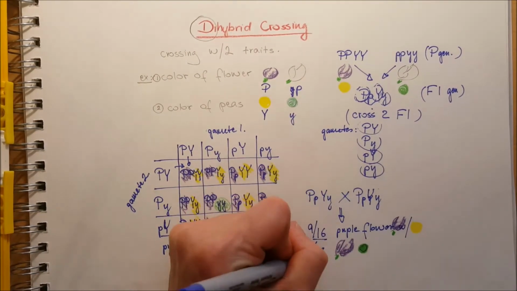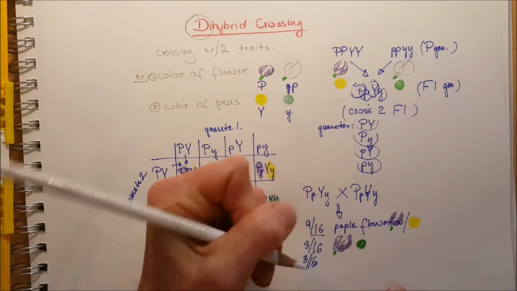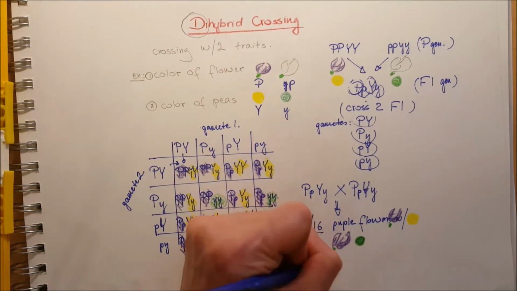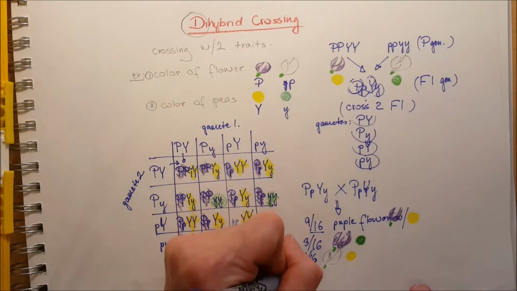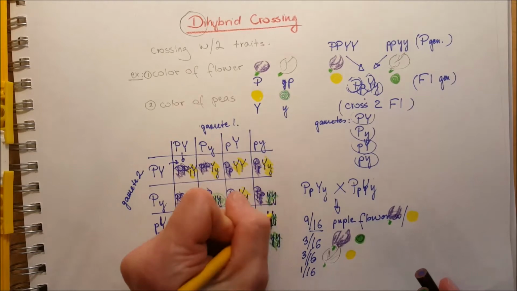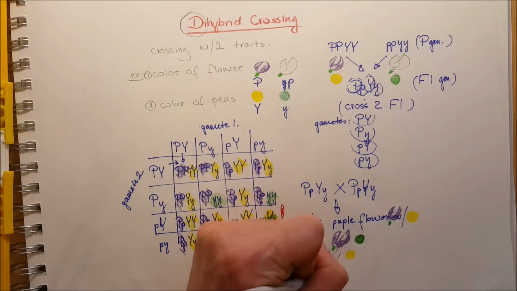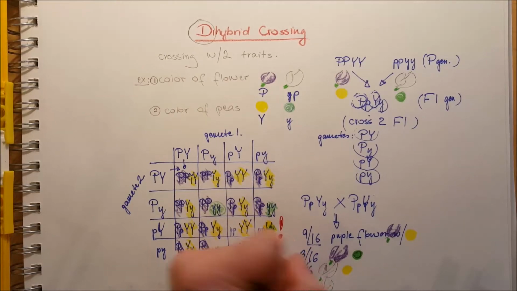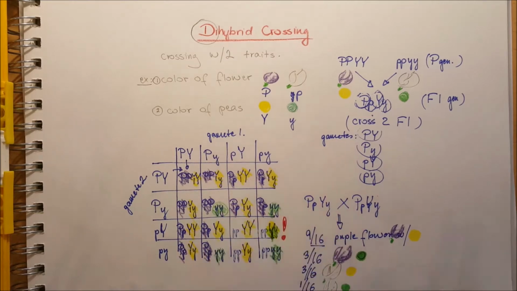3/16 will contain purple flowers and green seeds. 3/16 will contain white flower and yellow seed. And here is that part. And 1/16, this is the part. And 1/16 will have only white flower and green seeds. So the overall ratio is 9 to 3 to 3 to 1.